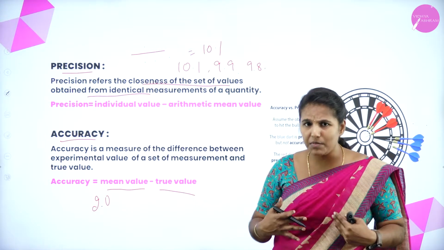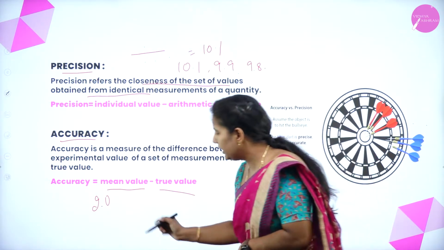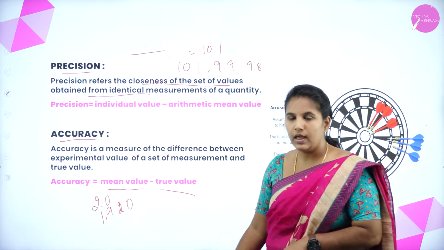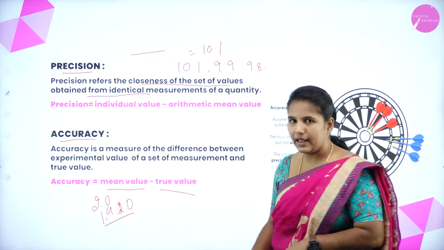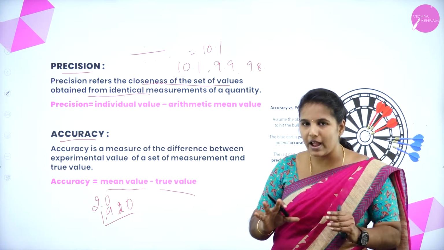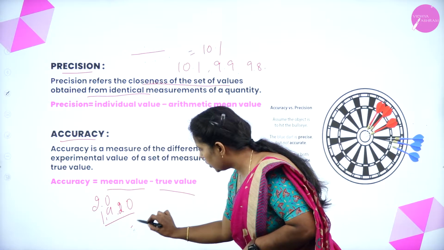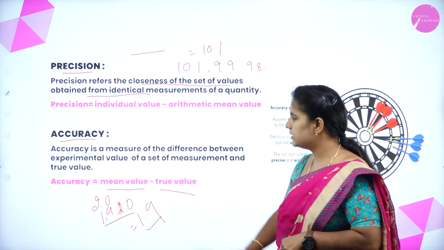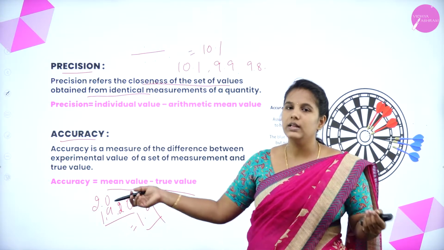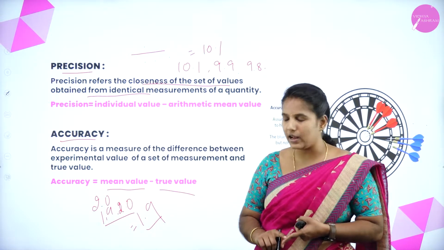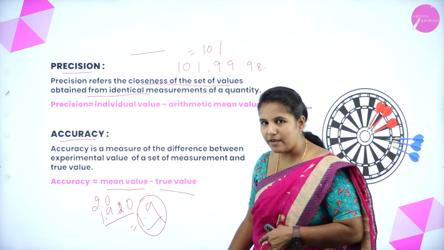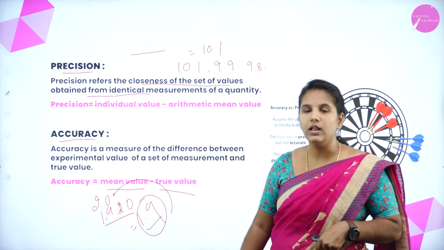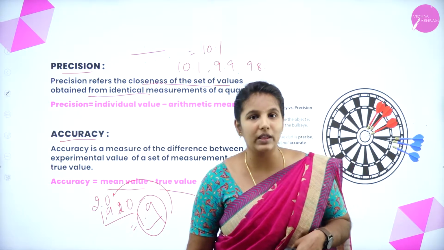Then we take these two trials, add them and divide by 2, and we get the average of 1.9. Then the difference between the mean value and the true value tells us whether it is accurate. If the value obtained by the average of those two trials is the same as the true value, then we say the result is accurate.